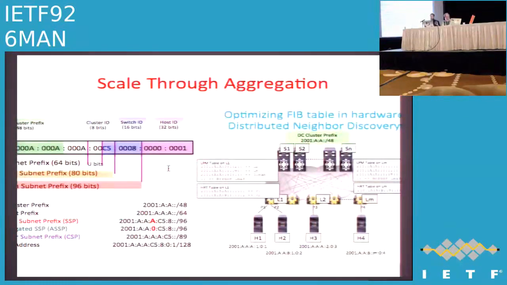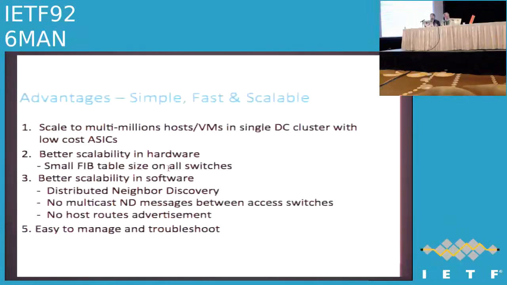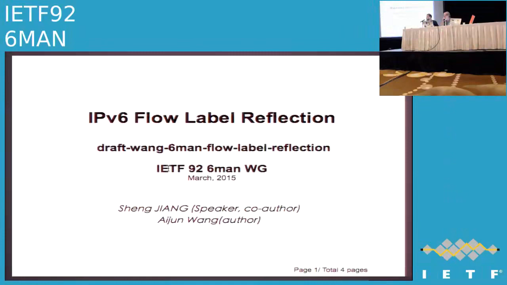Okay, that's a quick summary. So what's good about this? It can scale to multiple million hosts in a single DC cluster with a low cost ASIC. And it has better scalability in hardware because you use small table sizes in all the switches. It also has better scalability in software. We use distributed neighbor discovery, with no multicast and message sending between the switches and no host route attachment. So it's easy to manage and easy to troubleshoot. That's all. Let's continue that on the mailing list and please bring up the discussion there.